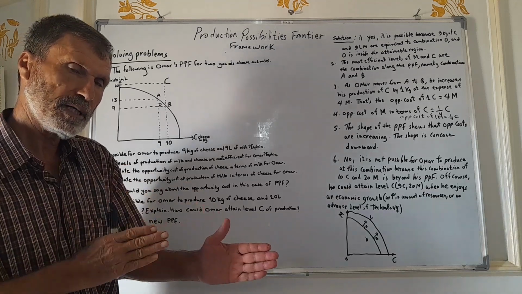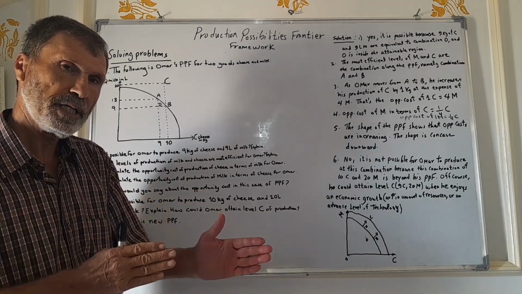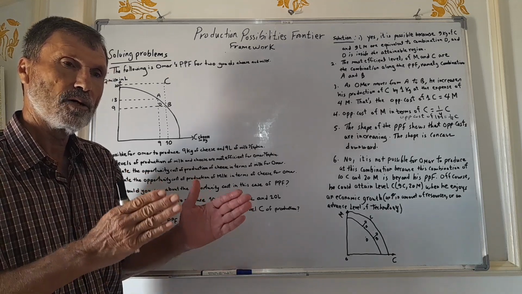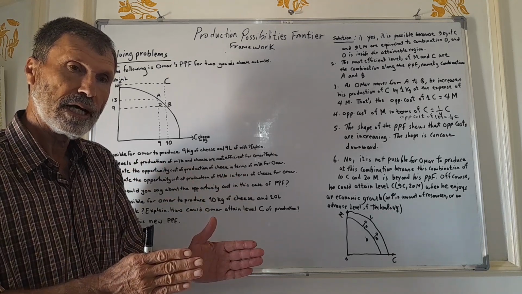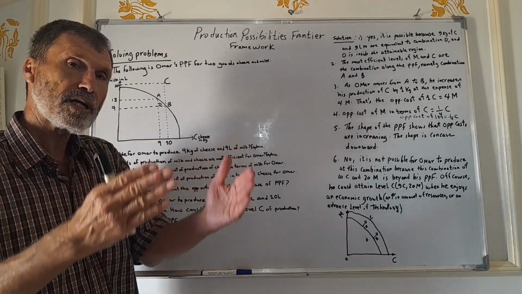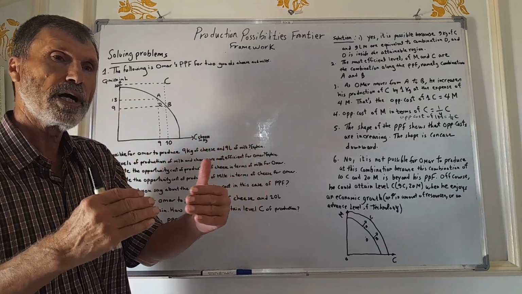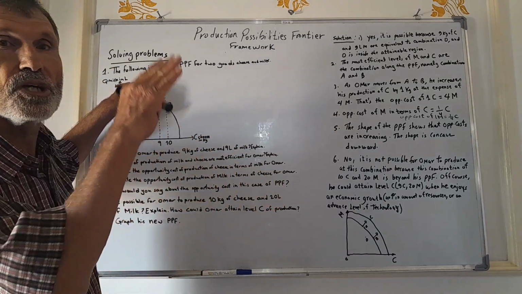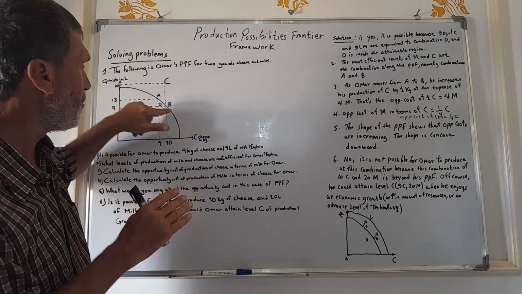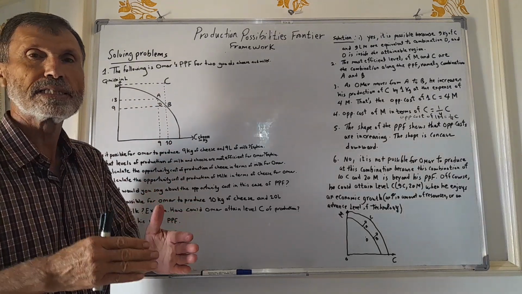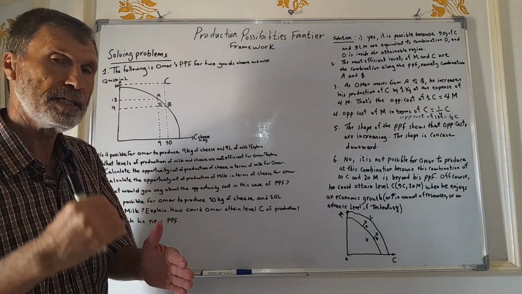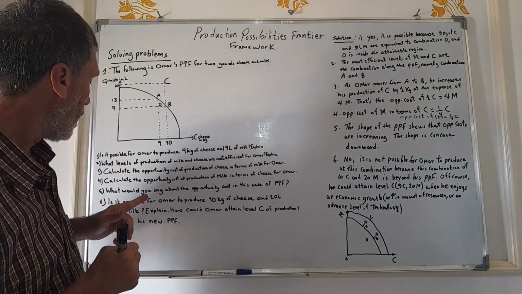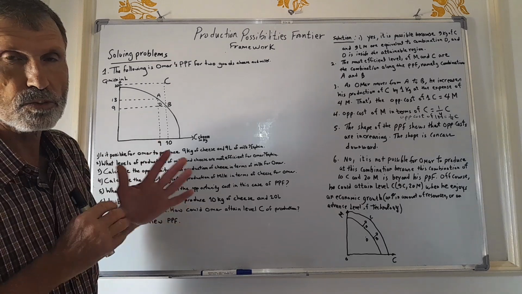One is attainable, where the company or the economy or the individual is able to produce and consume, and the other region is unattainable, where he can't produce. So combination C is beyond, above the PBF. So it's in the unattainable region. That's why we say that it's not possible for Omar to produce there.